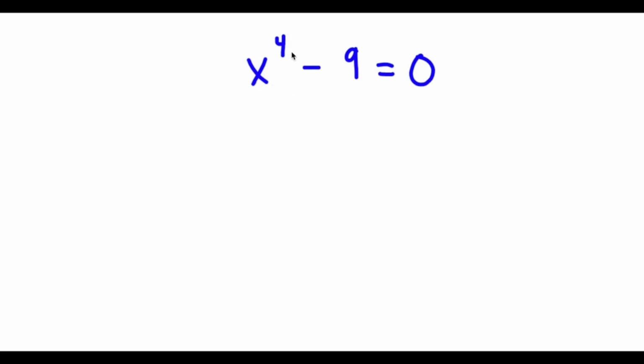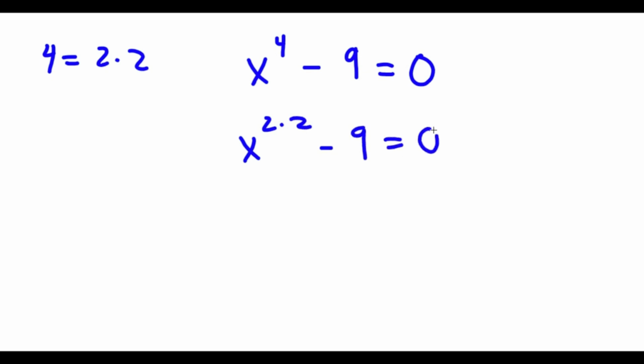Alright, so I have x to the power 4 minus 9 is equal to 0. Now, x to the power 4, well, 4 here, this is the same thing as 2 times 2. So if I replace 4 with 2 times 2, I get x to the power of 2 times 2 minus 9 is equal to 0.